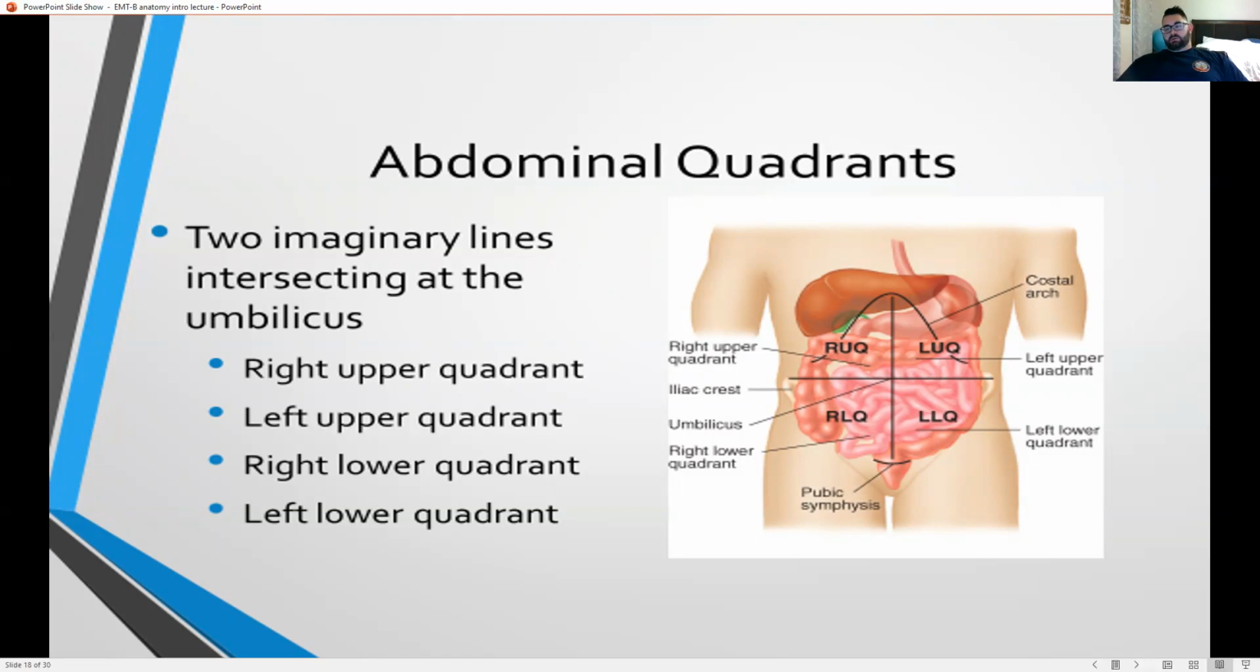Now we got right lower and left lower. Where do you think they are? Let's just slide the right hand all the way down to the bottom of the belly. That's right lower. Now slide the left hand down. That's your left lower quadrant. If you ever get stuck, and it's okay to be stuck, just raise your right hand, top of my right side of my belly. That's my right upper quadrant. Slide it down. That's my right lower quadrant. Left hand, top of the belly, left upper quadrant. Slide it down, left lower quadrant. If you're ever confused, just do that.